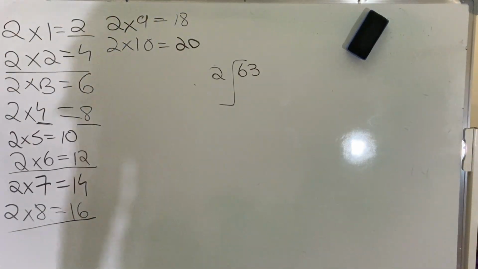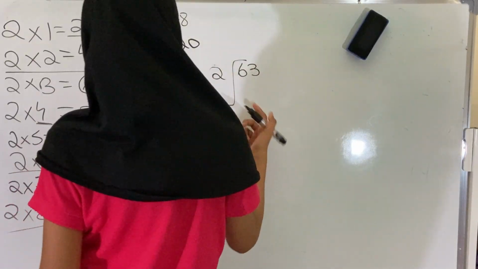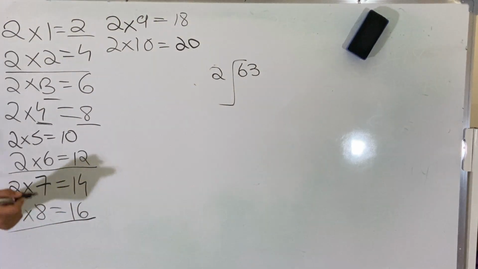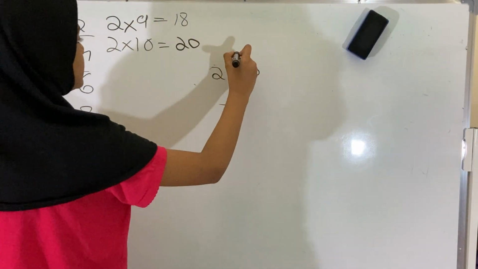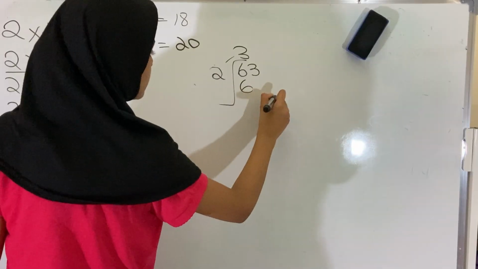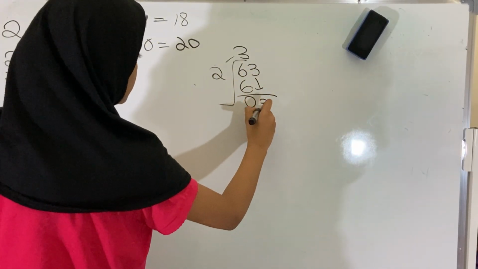$63. Let's try 63. Okay. So, is 6 in 2 stable? Of course it is. It's in 3 stable. So 2 into 3 is 6. So let's write here 3, and 3 into 2 is 6. Now let's subtract it and take this 3 down here.